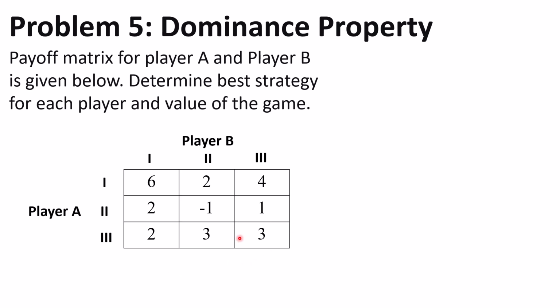So the minimax value is not equal to the maximin value, so this is a mixed strategy problem. But a mixed strategy problem we can't solve if it is 3 by 3. So we need to eliminate some of the rows or the columns by using the dominance property method. So here there will be some rules for deleting rows and columns that we will see.